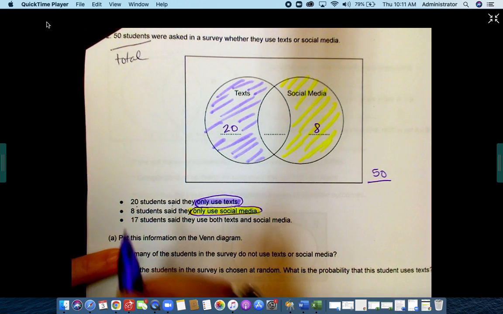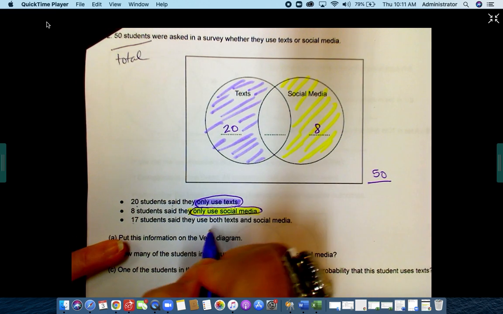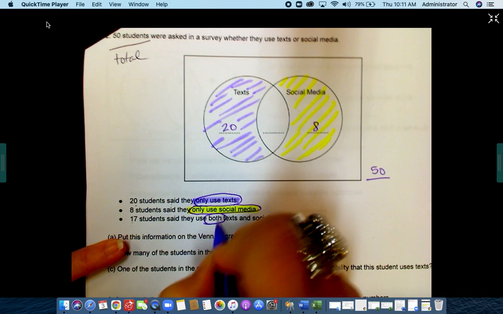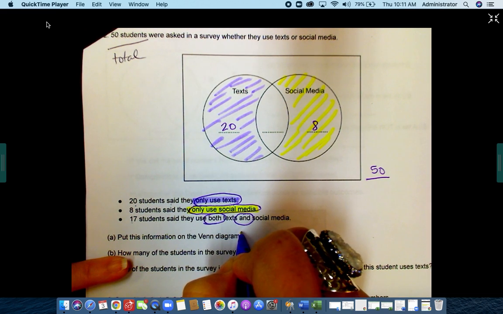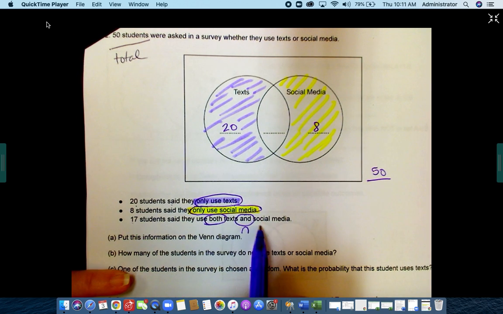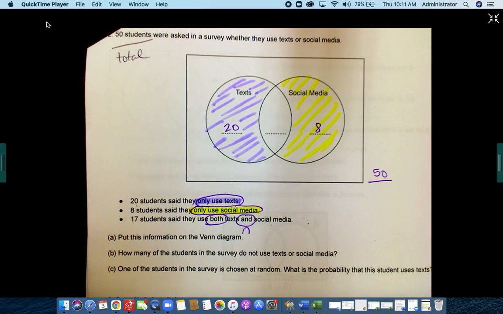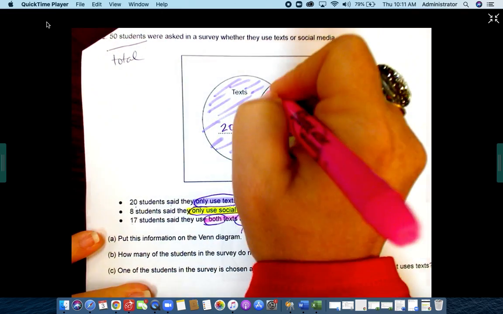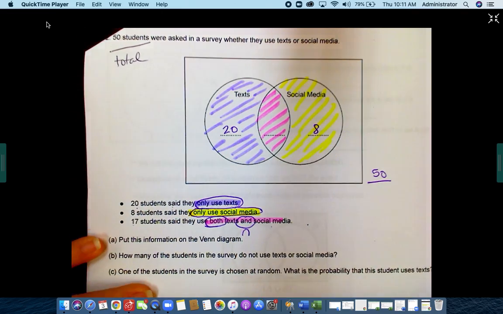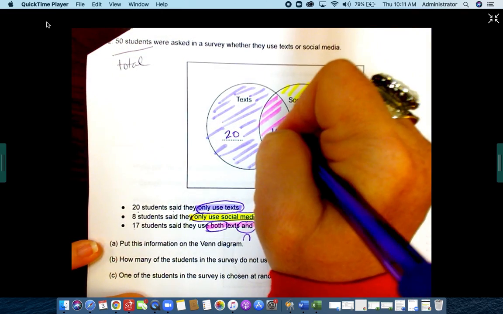Next, 17 students said they use both. Well, that would be they use text and, there's that word again, and for intersection. They use text and social media. So that's going to be in the intersection here. So that would be 17 students.